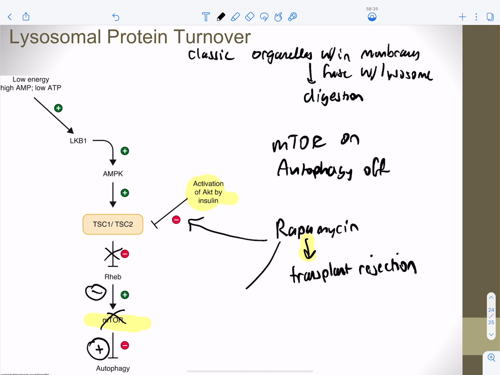Now, why would you want to activate autophagy for transplant rejection? Well, it turns out that, of course, your immune system is what is going to reject your transplant. So if you're targeting your immune system, the active cells, then you're trying to kill those cells before they have a chance to reject your actual transplant.